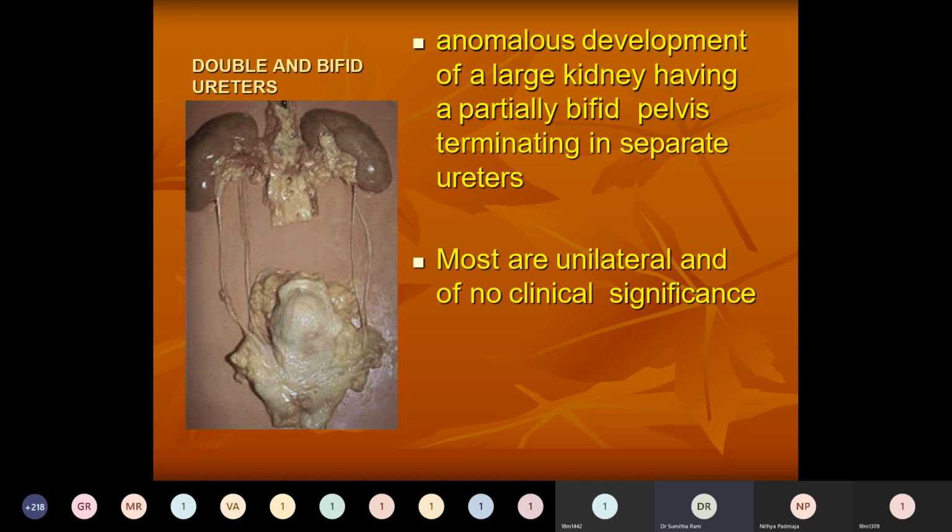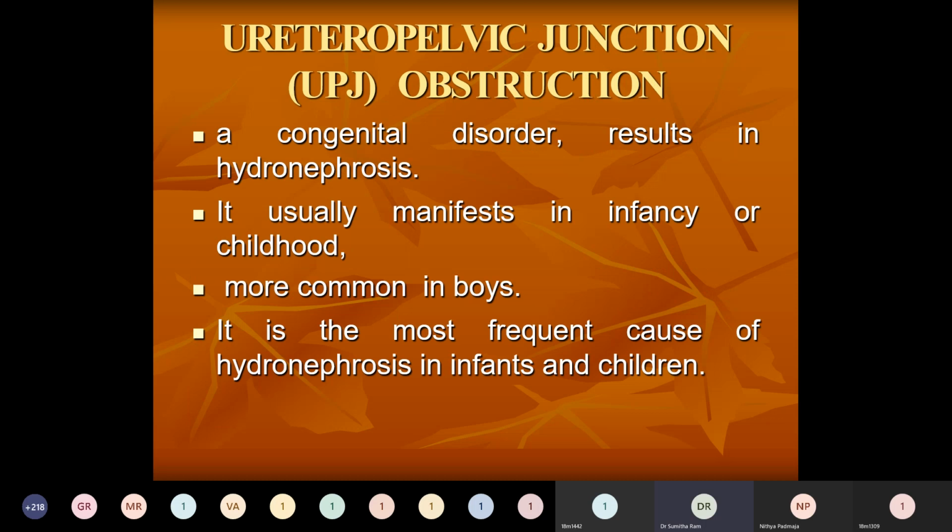Double and bifid ureters are an anomalous development of a large kidney having a partially bifid pelvis terminating in separate ureters. Most are unilateral and have no clinical significance because they ultimately end up at the uretero-pelvic junction, and they don't cause much anomaly. Uretero-pelvic junction obstruction is a congenital disorder which results in hydronephrosis, which you have seen in detail when we spoke about hydronephrosis. It usually manifests in infancy or childhood. It is more common in boys, and it is the most frequent cause of hydronephrosis in children and infants.